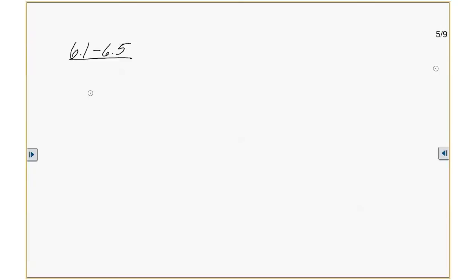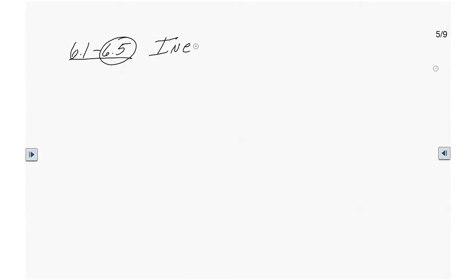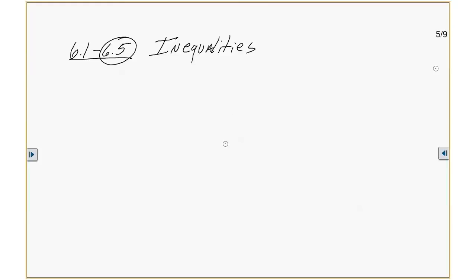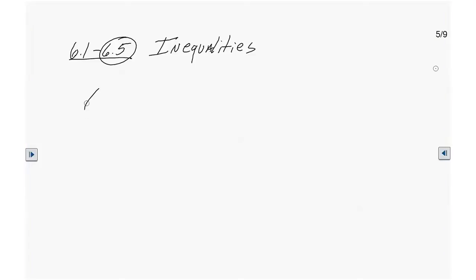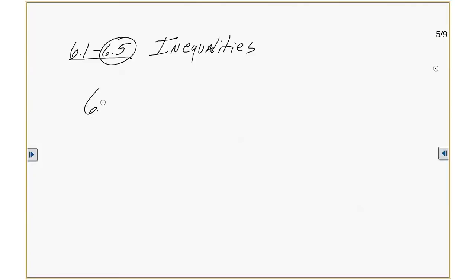And today we're doing 6.5. 6.5 is called inequalities. And the inequalities are the opposite of equalities. So far, you've learned out of 6.1 or 6.2. Which one was equations? 6.2, wasn't it?